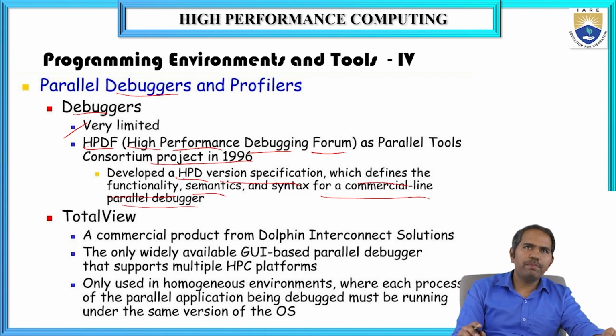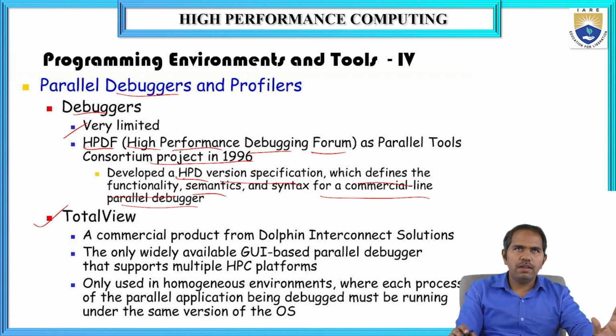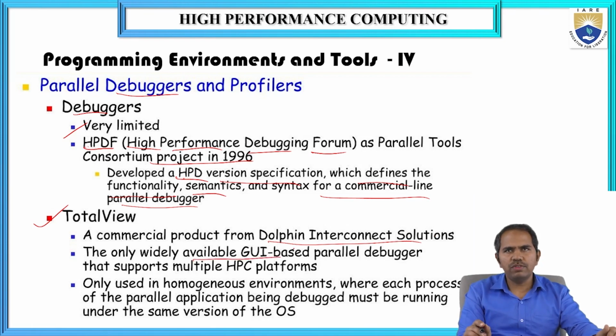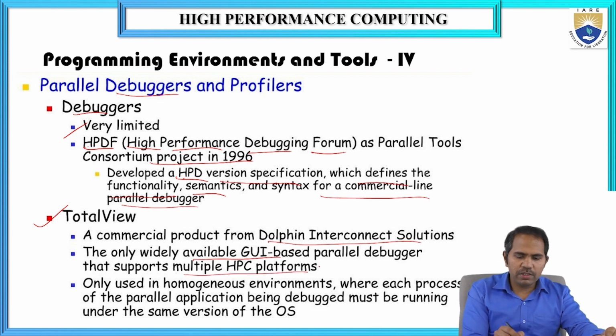What is TotalView? It is a parallel debugger and profiler view, a commercial product from Dolphin Interconnect Solutions. It is the only widely available GUI (graphical user interface) based parallel debugger that supports multiple HPC (high performance computing) platforms.